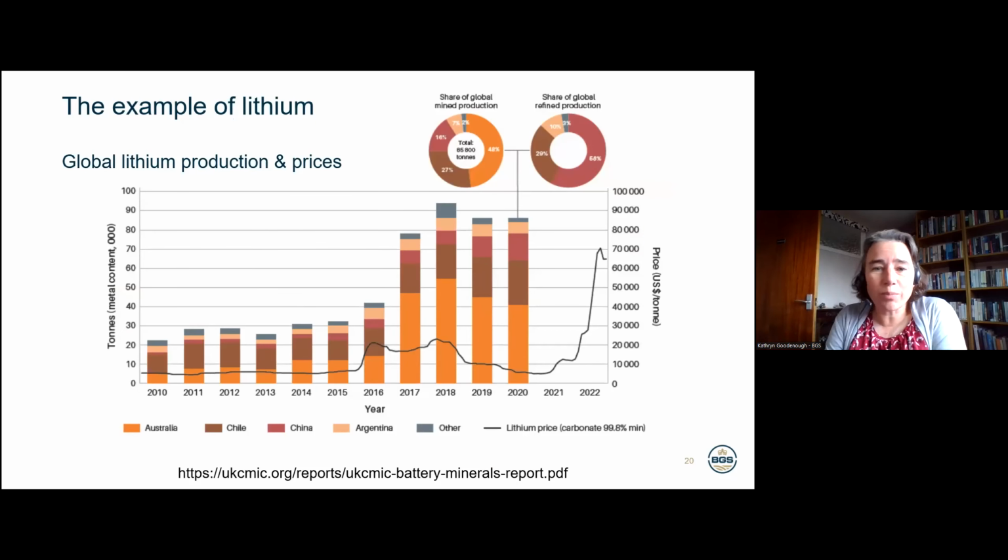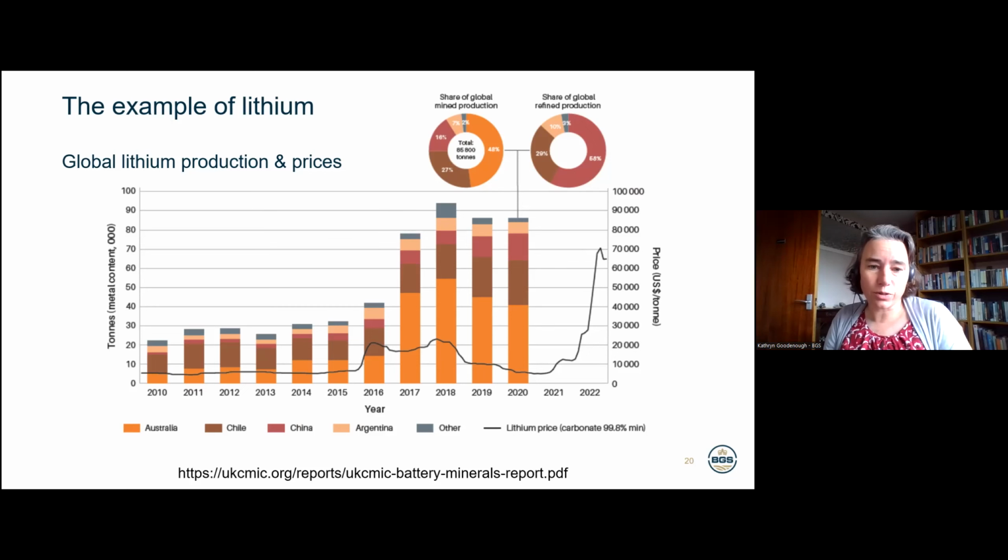So let's look at an example of a particular raw material and the kind of situation for that raw material. And I'm going to look at lithium, partly because this is something that I'm doing a lot of research on at the moment, and partly because it is absolutely the hot topic because of its use in batteries. So again, this is from a report from the UK Critical Minerals Intelligence Centre. And this just shows you the change in global lithium production and prices over the last decade or so. And the coloured bars show you the amount of production up to 2020. We don't have figures for last year yet.